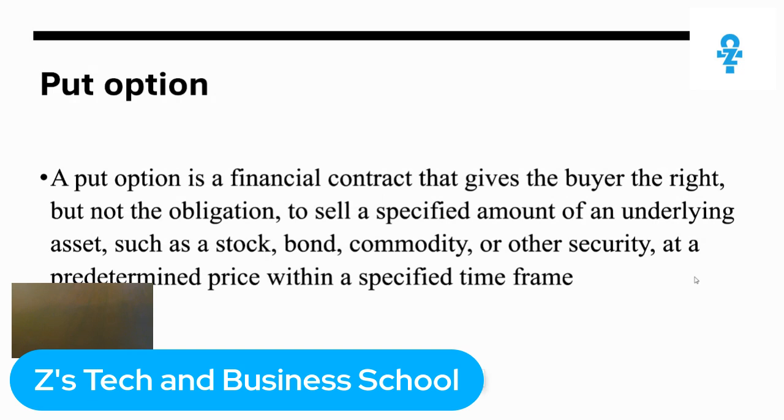A put option is a financial contract that gives the buyer the right, but not the obligation to sell a specified amount of an underlying asset, such as a stock, bond, commodity, or other security at a predefined price within a specified time frame. So with a put option, you're sort of betting that the company's stock price is going to go down. We usually use put options as protection, right? Protection, or some might even say insurance.